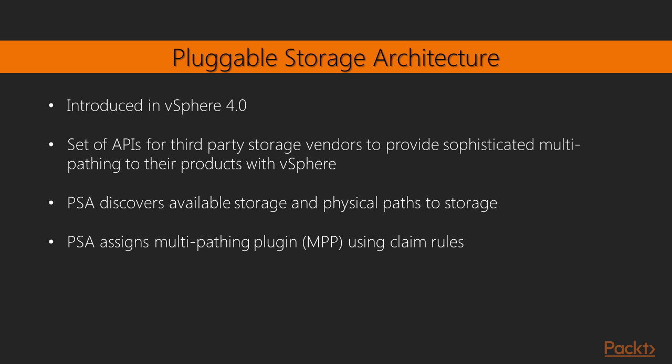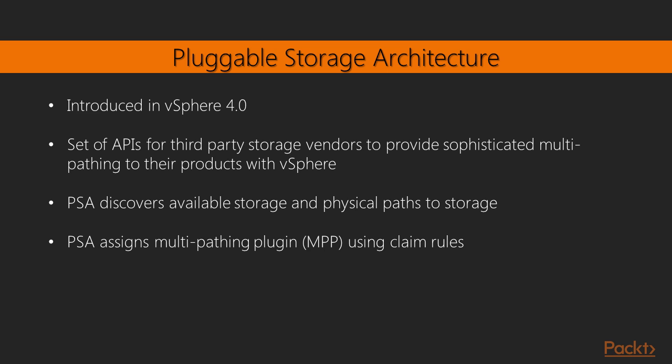Pluggable Storage Architecture was introduced in vSphere 4.0. It is basically a set of APIs so that the third-party storage vendors that are introducing new capabilities in their storage products could actually interface with the ESXi. And the area where there was the most progress being made at that point in time was in the multipathing of those arrays. So in order for vSphere to be able to utilize to the max the multipathing capabilities of storage arrays, which were done differently by different storage vendors, this set of APIs really came in handy.